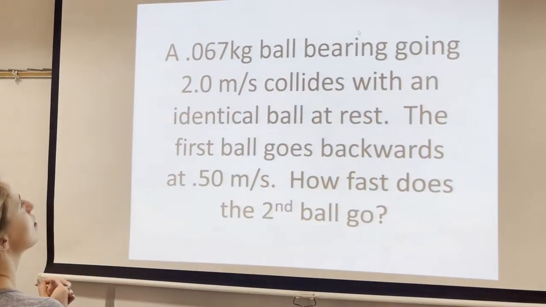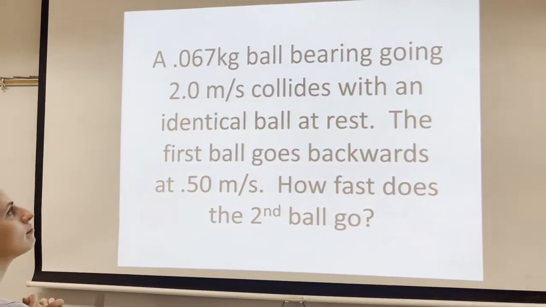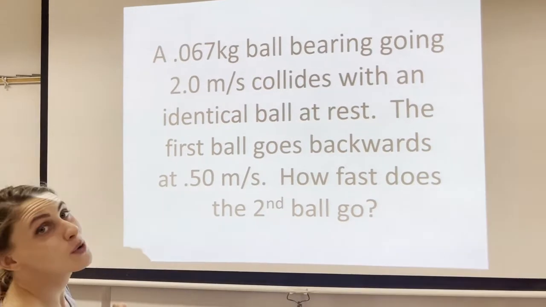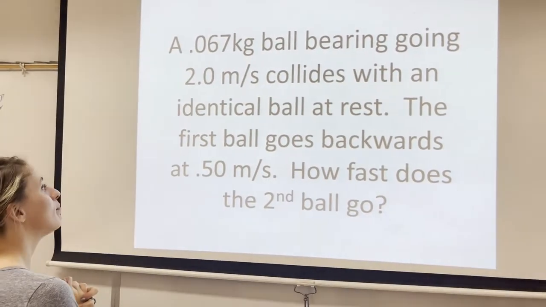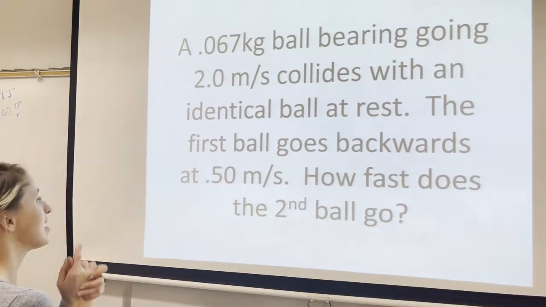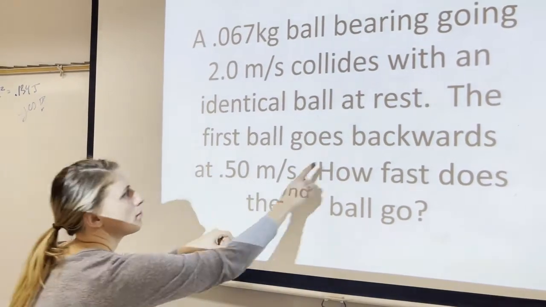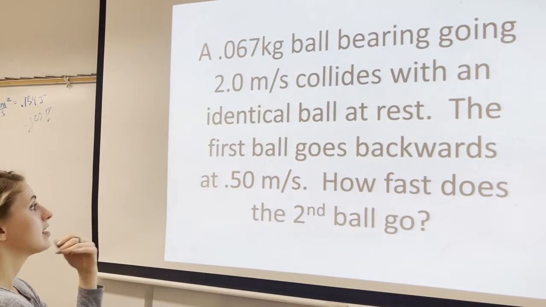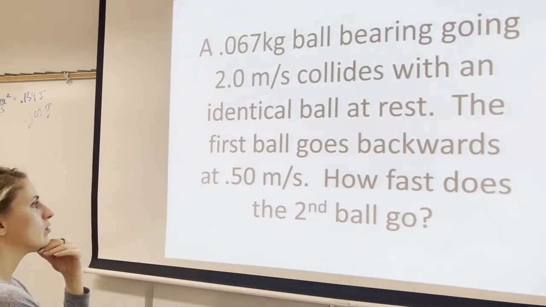Okay. A 0.067 kilogram ball bearing going 2 meters per second collides with an identical ball at rest. The first ball goes backwards at 0.5 meters per second. How fast does the second ball go?